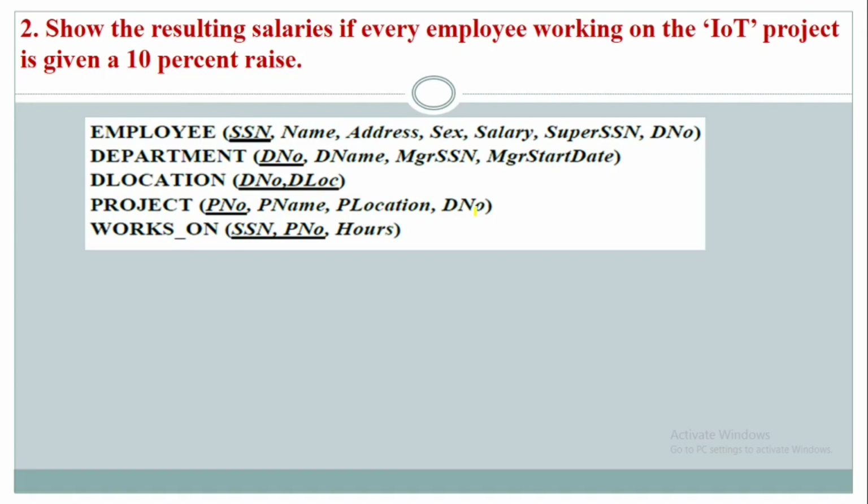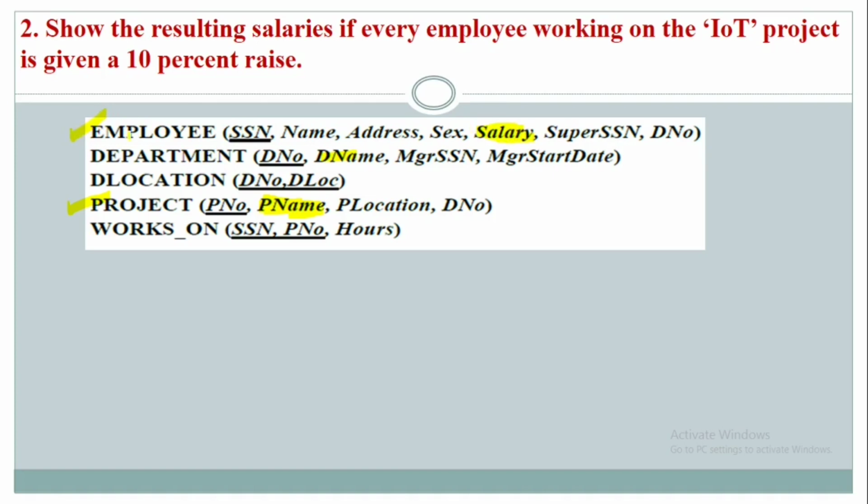Show the resulting salaries if every employee working on the IoT project is given a 10% rise. Here, what is IoT? IoT is the project name. And salary, where is the salary? I need the project table for the project name IoT. Show the resulting salaries: I'll be updating the salaries, so I need the employee table.